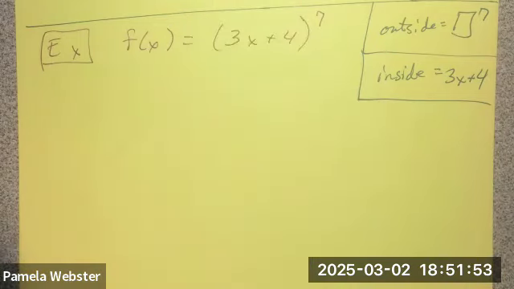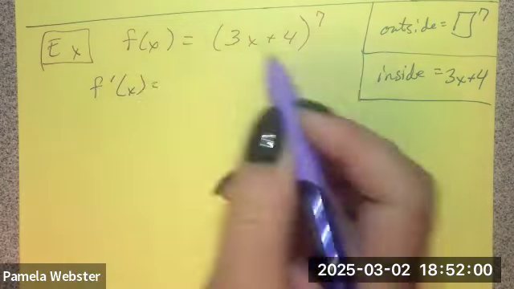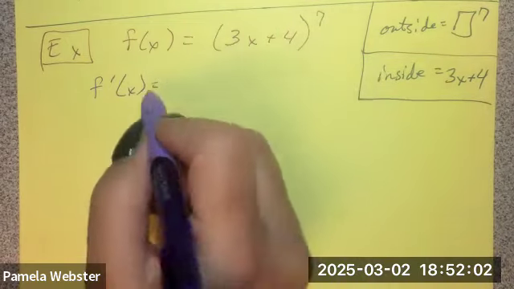Okay. So we're going to take the derivative using this general power rule, okay, that we just saw. F prime of x equals, and it looks just like what we've been doing before.